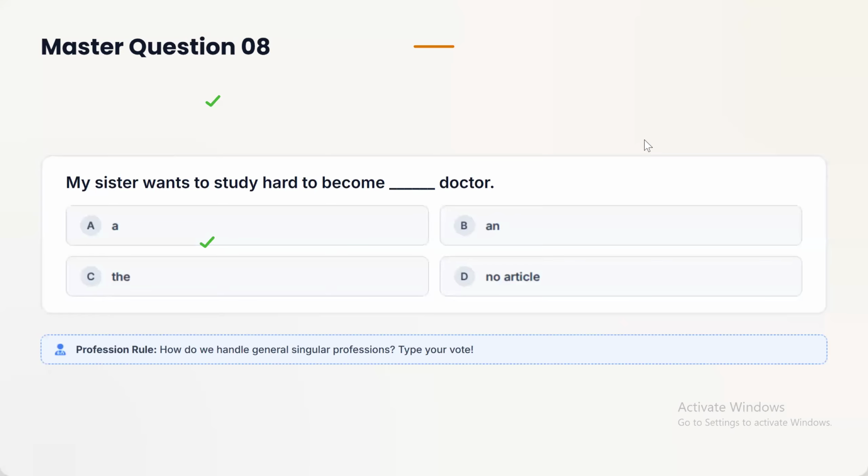My sister wants to study hard to become a doctor. Why a doctor? Why not to become doctor? No one is talking. Someone should help us out. I said I'm also learning from you guys today.